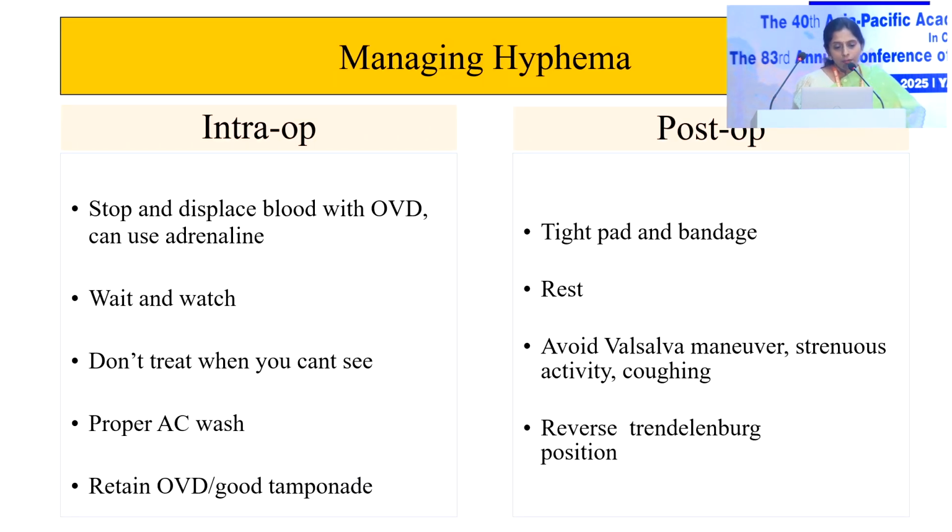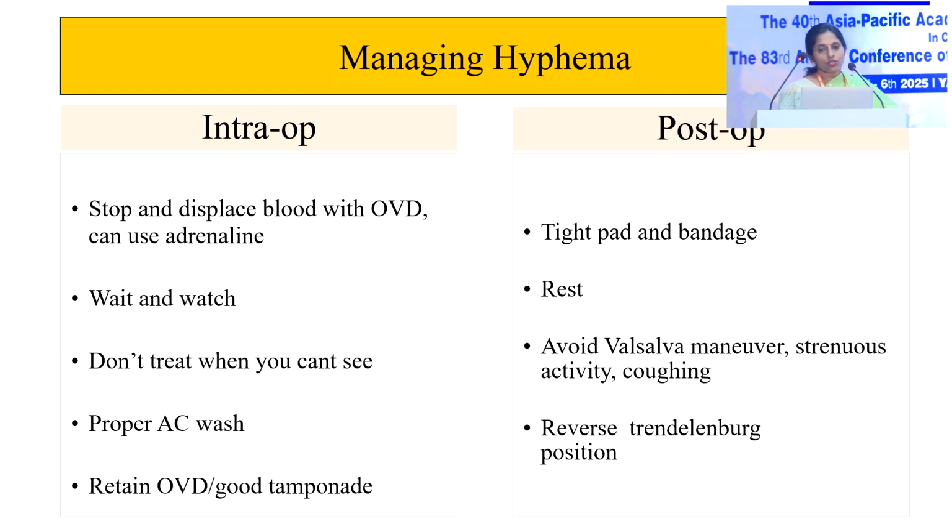So managing hyphema, how do we avoid hyphema, or how do we control the bleed intraoperatively. Number one is stop and displace the blood with OVDs. We can use adrenaline. You can just wait on the table, have some patience, and give it some time to control the bleed. And don't treat when you can't see. Whenever there is a bleed, don't proceed with the surgery. Just wait, clear out the bleed and see what is happening. Do a thorough AC wash. It's also okay to leave some viscoelastic, which will act as a tamponade to control the bleeding points.